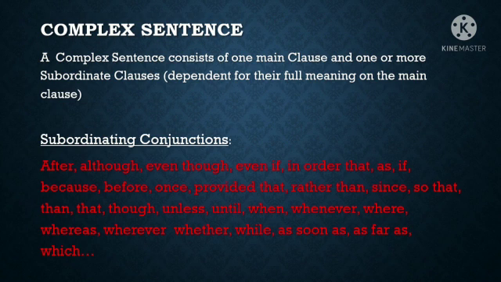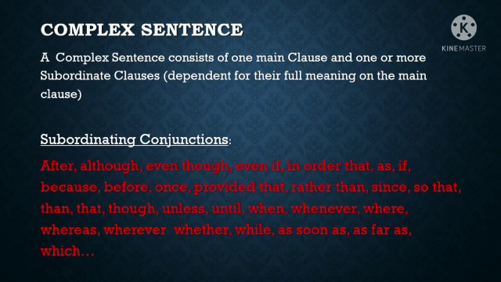The next one is complex sentence. A complex sentence consists of one main clause and one or more subordinate clauses, right? What is a subordinate clause? A subordinate clause is also called a dependent clause. Why is it called so? Because it is dependent for its full meaning on the main clause, right?